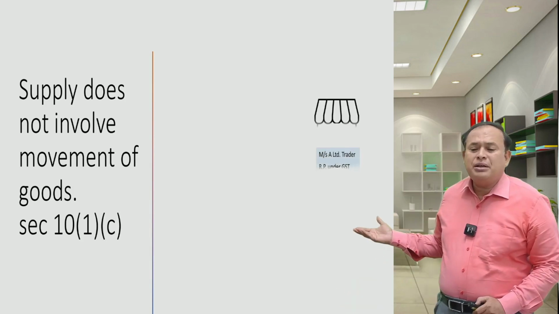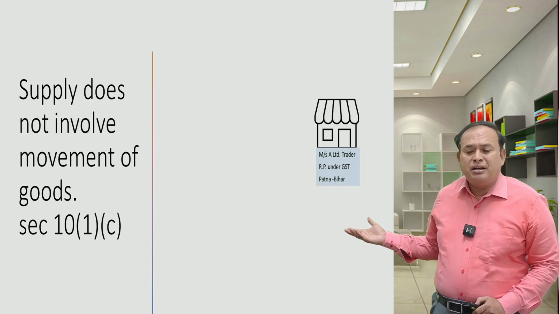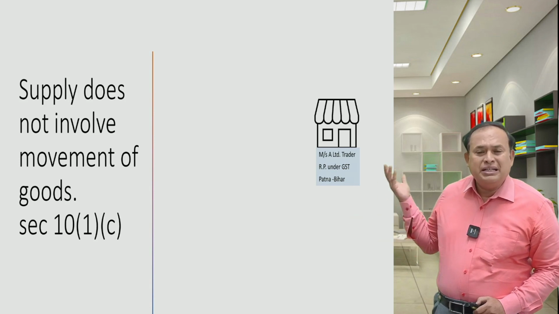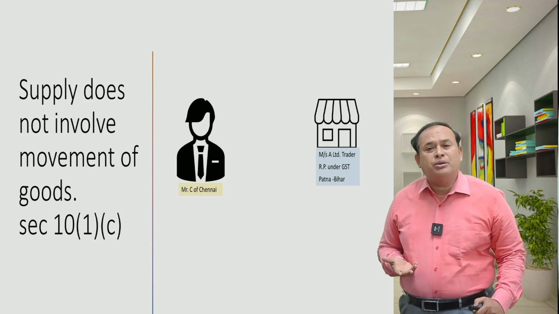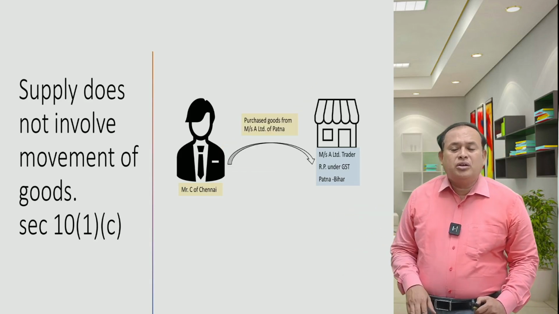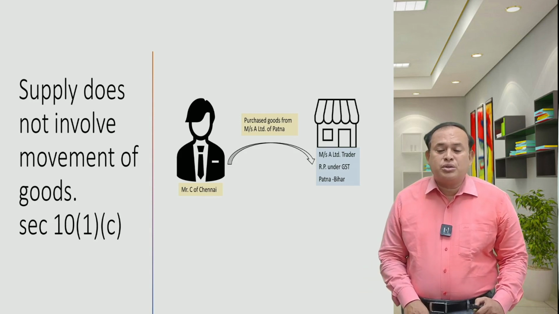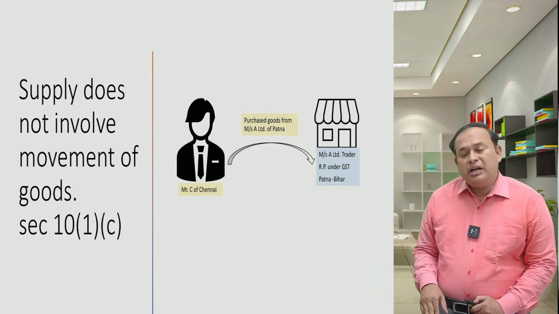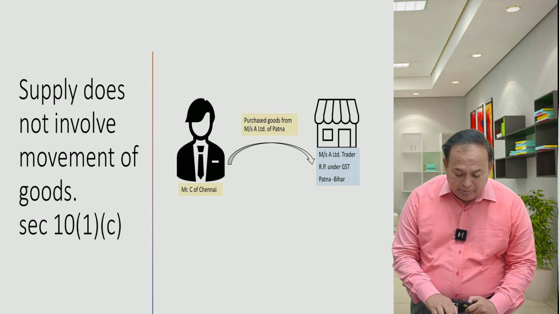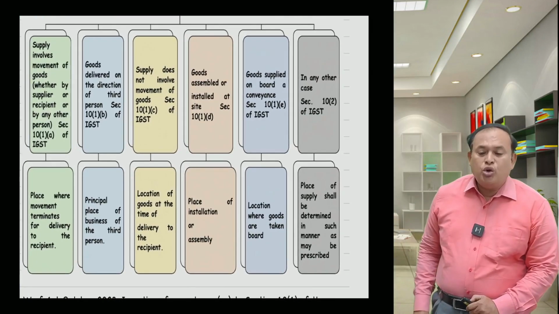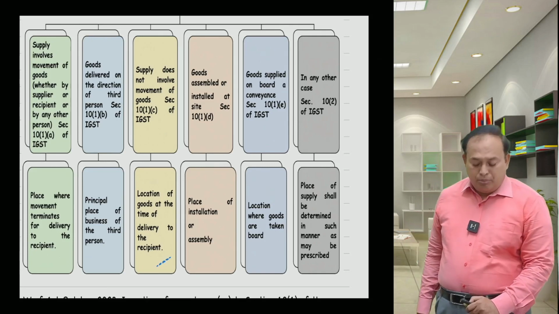I am a seller having a place of business in Patna, Bihar. My name is A Limited, a trader, a GST registered person in Patna, Bihar. It is my particular shop. A person, Mr. C of Chennai, came all the way from Tamil Nadu to A Limited and approached me for so-and-so goods. They were really available, and I sold them. C purchased goods from A Limited of Patna. If so, what is the place of supply? The place of supply is very clearly mentioned here by Section 10(1)(c): the location of the goods at the time of delivery to the recipient.